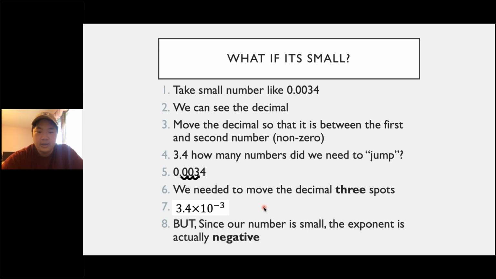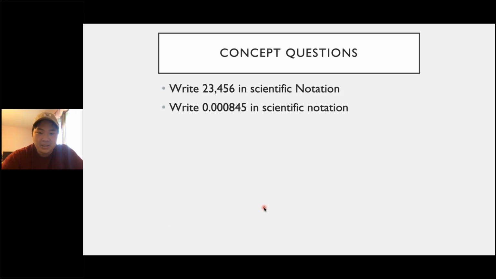All right, so we have some concept questions here. We have 23,456 and 0.000845. Now I want you guys to write it in scientific notation. I'm going to leave a little pause here for you guys to pause the video and do it on your own before I go over it.